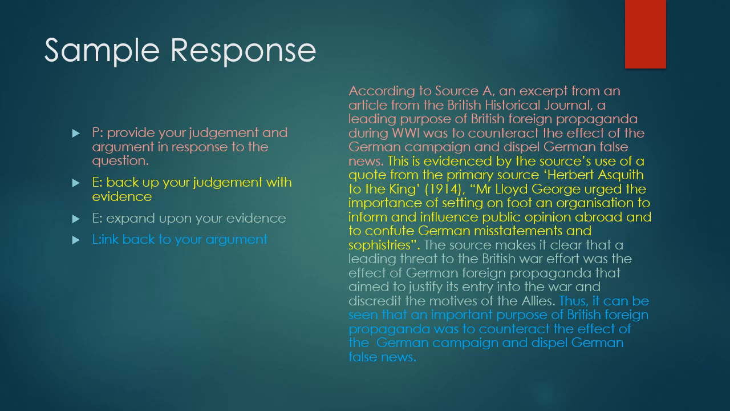This is evidenced by the source's use of a quote from the primary source Herbert Asquith to the King, 1914. Mr. Lloyd George urged the importance of setting on foot an organization to inform and influence public opinion abroad and to confute German misstatements and sophistries. The source makes it clear that a leading threat to the British war effort was the effect of German foreign propaganda that aimed to justify its entry into the war and discredit the motives of the Allies. Thus, it can be seen that an important purpose of British foreign propaganda was to counteract the effect of the German campaign and dispel German false news.